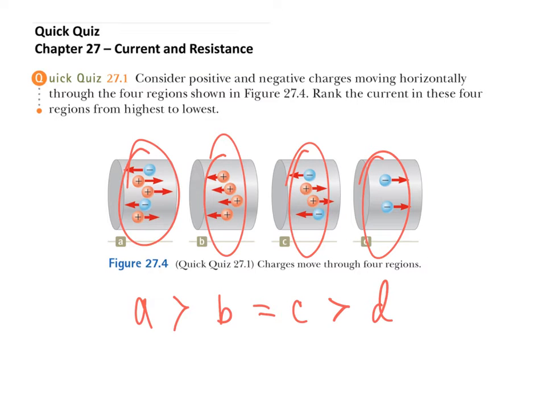So the one that has the most charges moving would be the most. Now, if you had both pluses and minuses moving in the same direction, then they would essentially cancel each other out. And that really would never happen either.